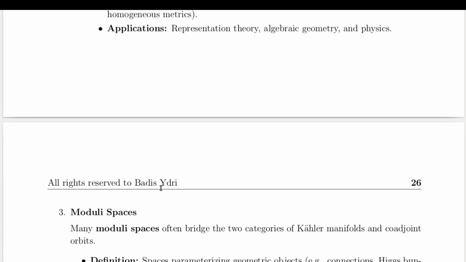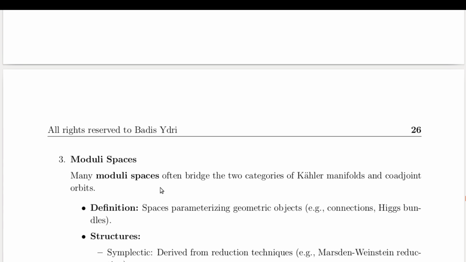Homogeneous spaces generalize the idea of coadjoint orbits. These are spaces where a Lie group acts transitively, creating a uniform structure. While all coadjoint orbits are homogeneous spaces, the reverse is not true. Many homogeneous spaces lack the symplectic structure that defines coadjoint orbits.